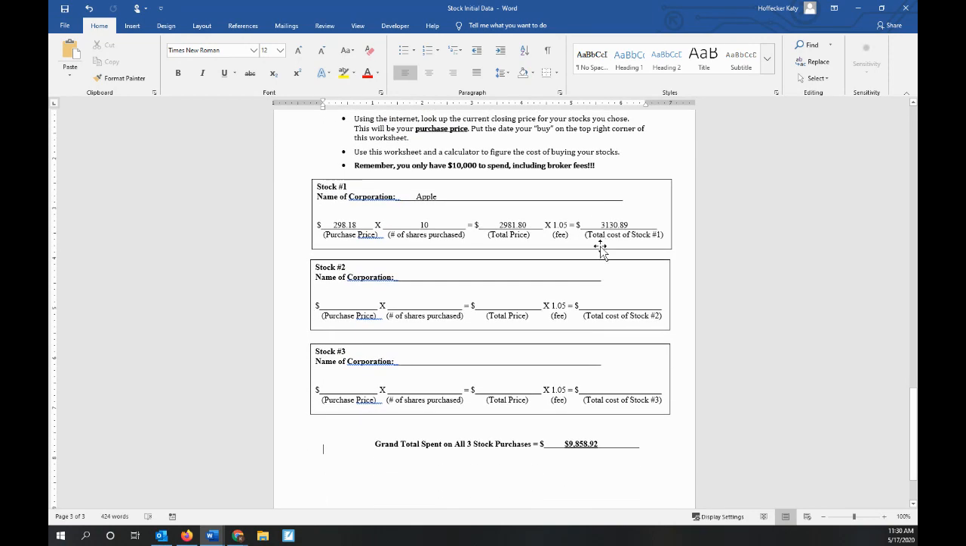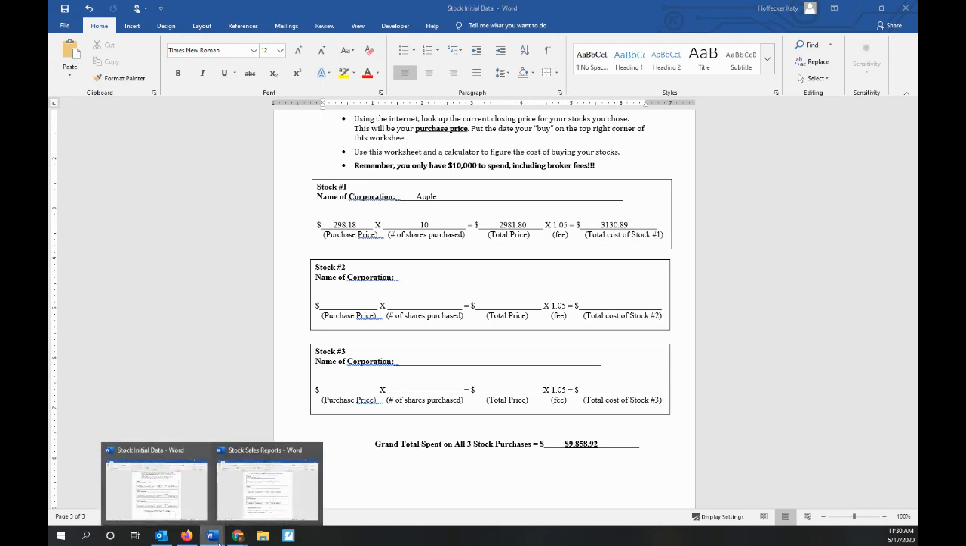Now you guys did this for 3 stocks, so you should have all 3 of these filled out, and then your grand total down here of what you spent. So this is what I did spend on Apple. I would have 2 more here and a grand total for all 3 of these added up.